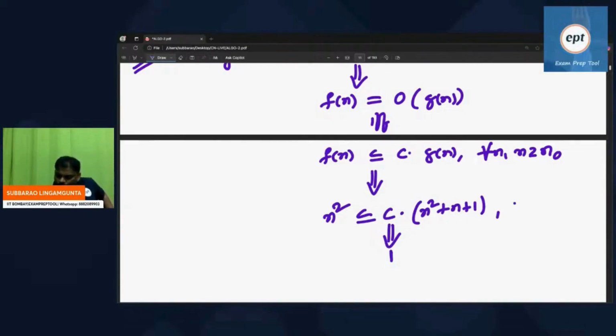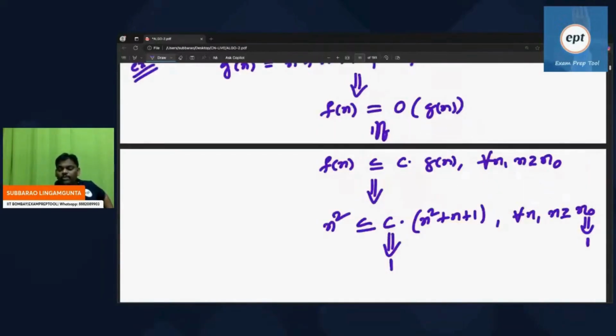So for all n, where n is greater than or equal to n0. Remember, this n0 is the starting n value from where this will work. Minimum n0 is 1, and from 1 onwards you can try. Let me try: is 1 working? If I take n equal to 1, left is 1, right is 1 plus 1 plus 1, which is 3. Comparing left and right, right is bigger. So 1 is working. If you want, you can check 2 and 3 also. I think from 1 onwards, everything is working. So n0 is 1, and I am able to satisfy the definition.